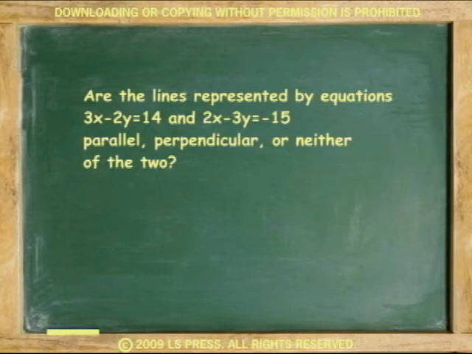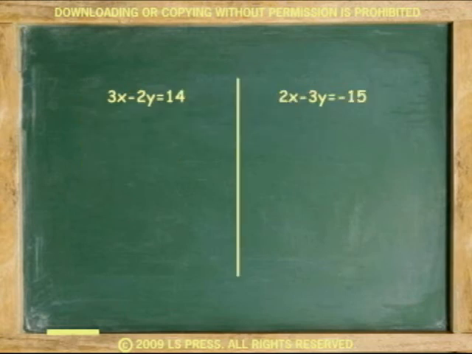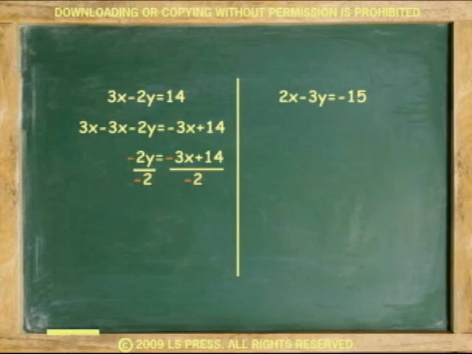Another example. Are the lines represented by the equations 3x - 2y = 14 and 2x - 3y = -15 parallel, perpendicular, or neither of the two? Turn the first equation into y-intercept form. Subtract 3x from both sides. Divide the equation by negative 2. Same signs, positive. The slope of the first line is 3 over 2.